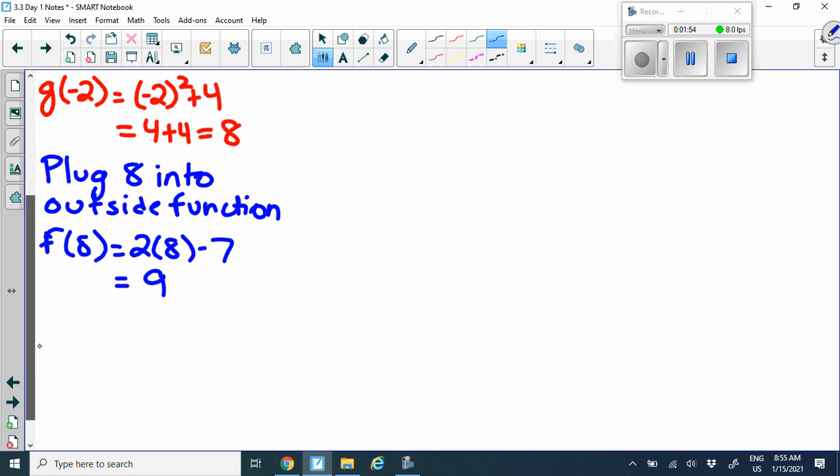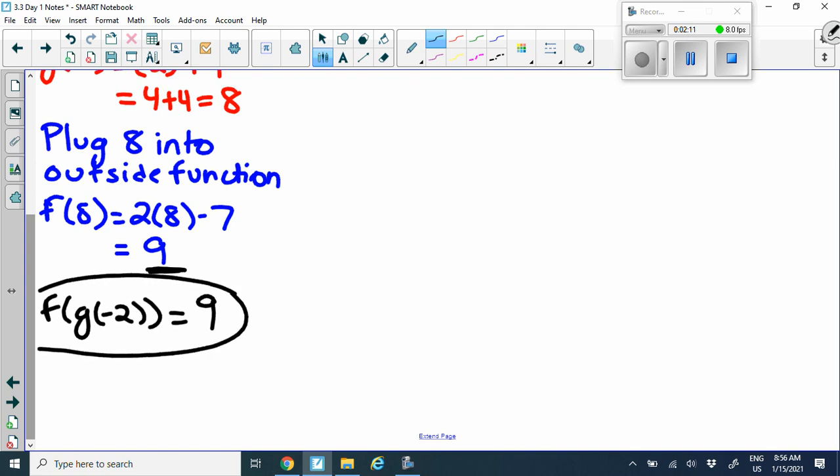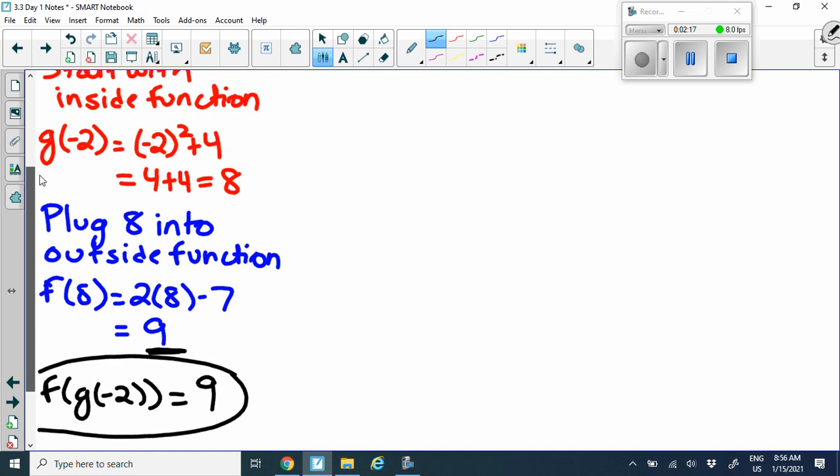So my final answer, because now you're thinking like, well, we have a lot of numbers here. The final answer for the f of g of -2 is going to be this final number that we get. So that's going to be 9. That final number that you get at the end is actually your final answer. Okay, let's go and try another one here.